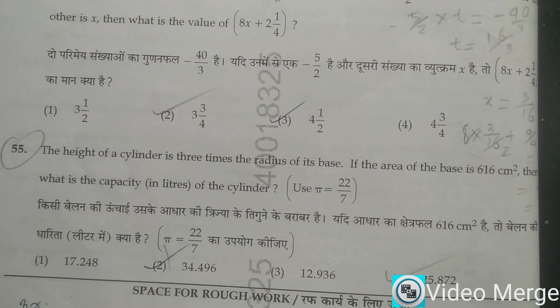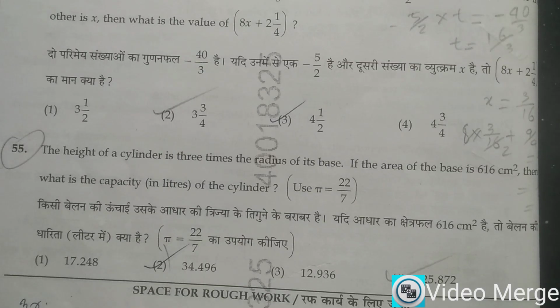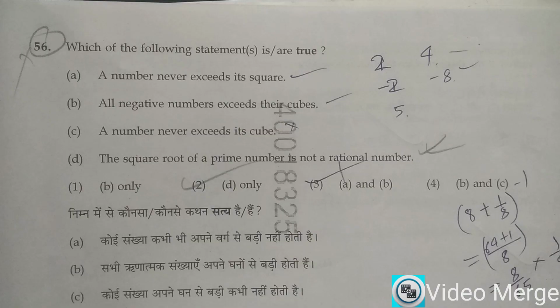Height of a cylinder is 3 times the radius of its base. Area of the base 616 cm. Capacity? Option number 4, 25,872 is correct.